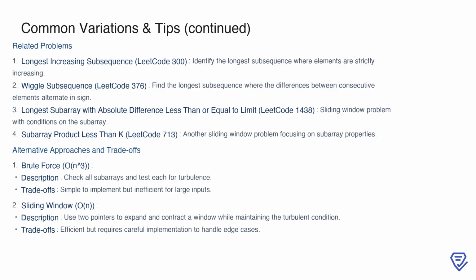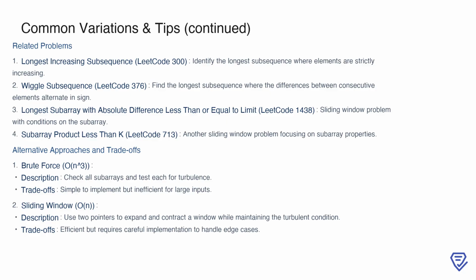To deepen your understanding, it's helpful to look at related problems that share similar patterns. For instance, the longest increasing subsequence problem, LeetCode 300, focuses on finding a strictly increasing sequence, which can give you insight into using dynamic programming. Another related problem is wiggle subsequence, LeetCode 376, which also involves alternating differences between consecutive elements. This problem is especially relevant because it mirrors the turbulent condition.